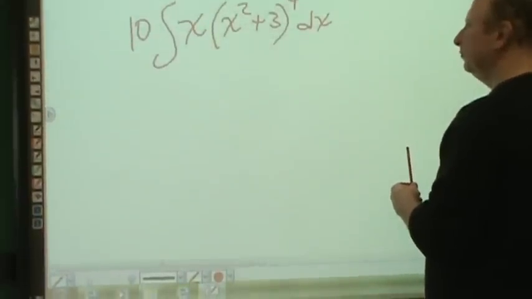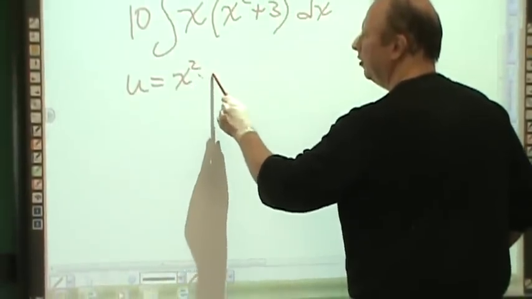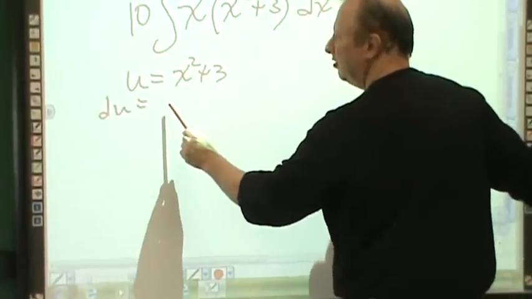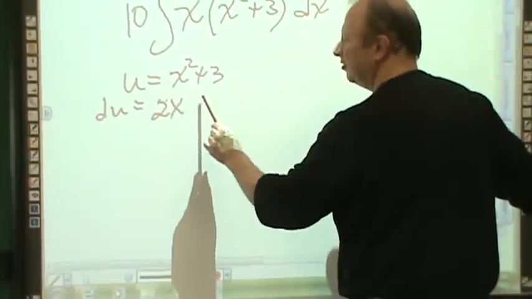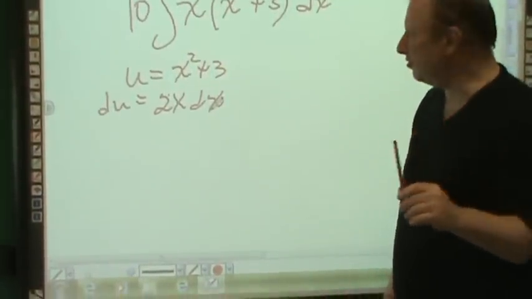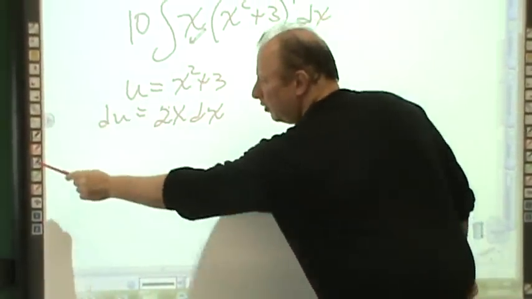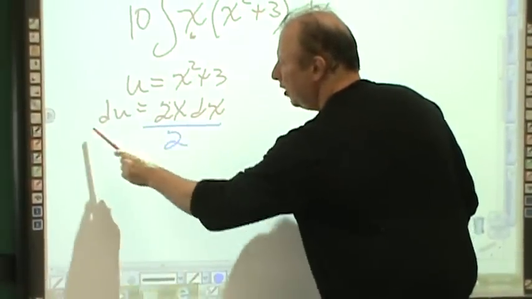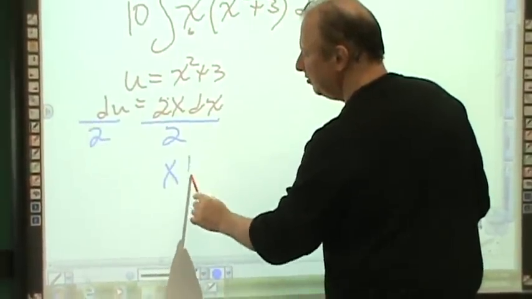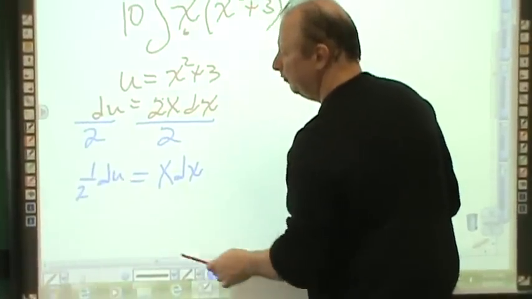Let's say u is equal to x squared plus 3. Then I can say du is equal to 2x dx. But wait a second, I don't have 2x. I just have x. So what I'm going to do is, in my own mind, divide both sides by 2. Now I'm left with x dx is equal to 1/2 du.